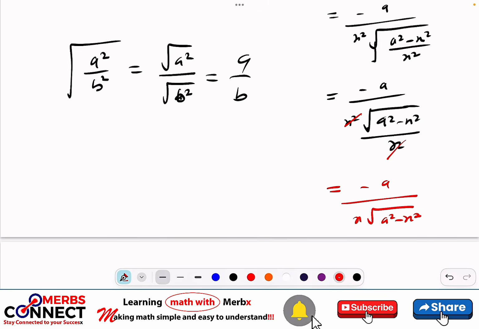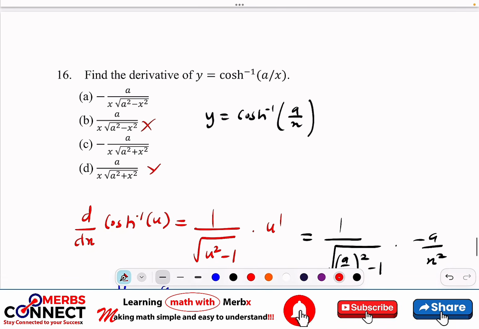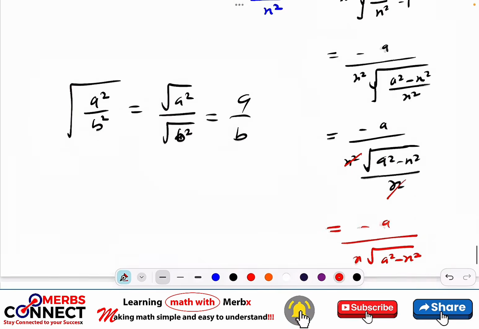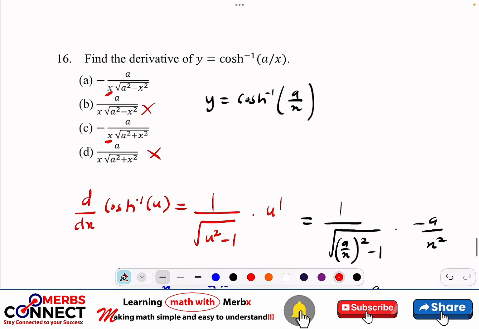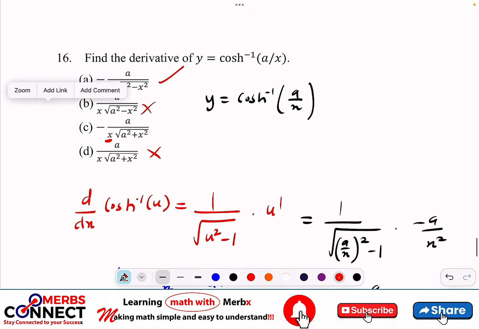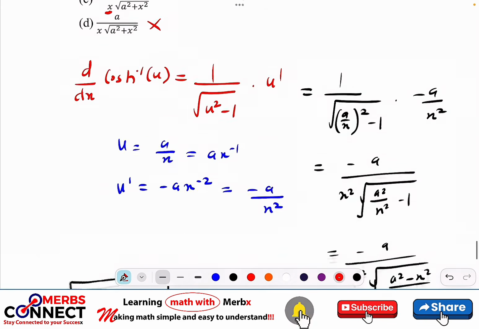So we have minus a. Okay, so this is out because we need minus a, which is here. And we have x, which is also here. And we have a squared minus x squared. Okay, so I think probably it should be this one. Yes, a squared minus x squared. So probably it's going to be a. All right, so that will be the 16.